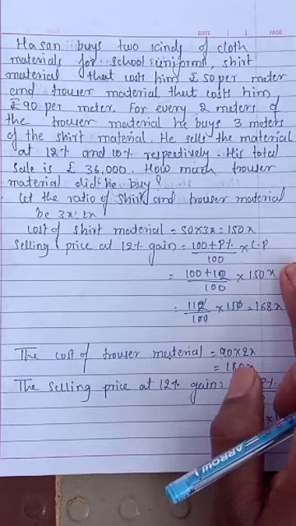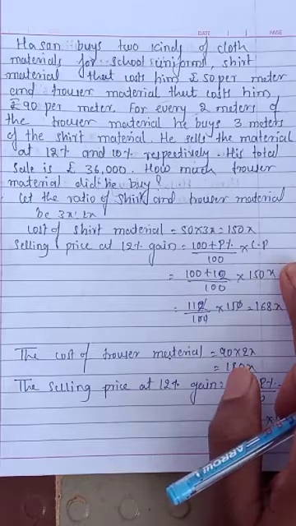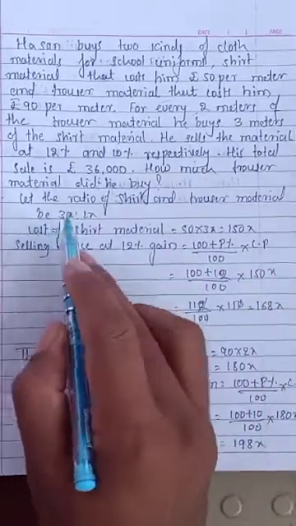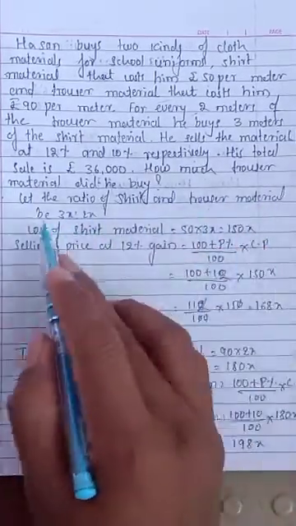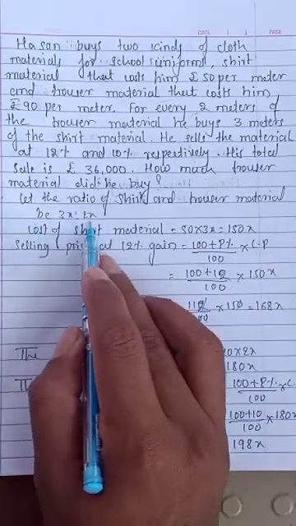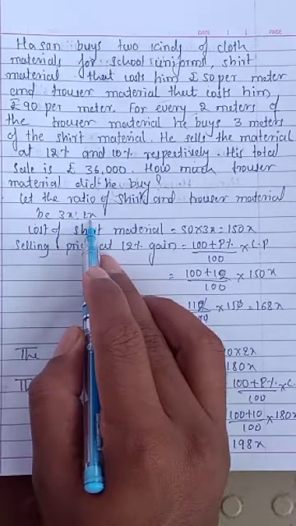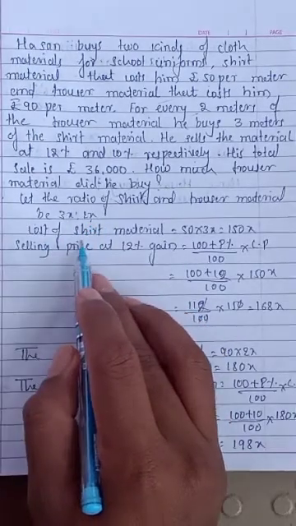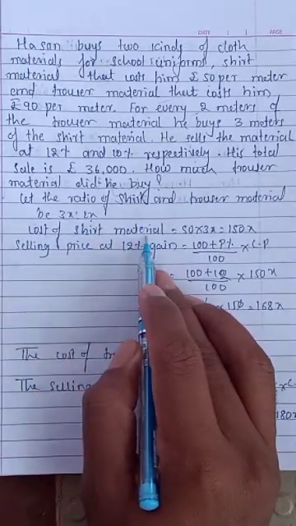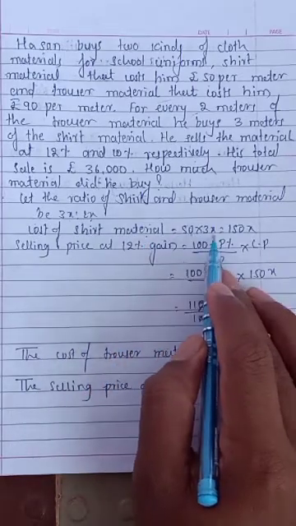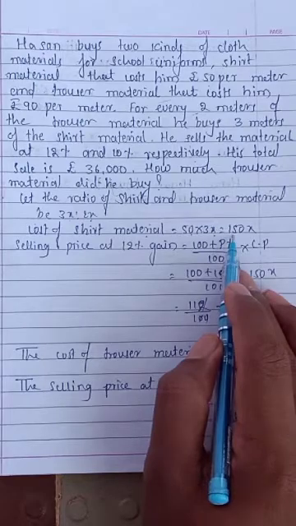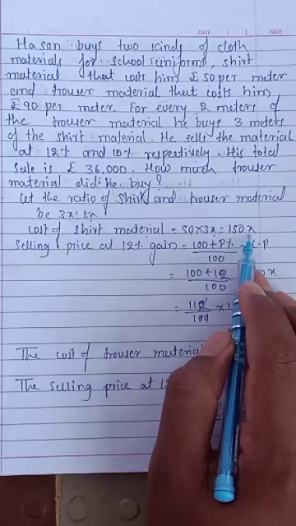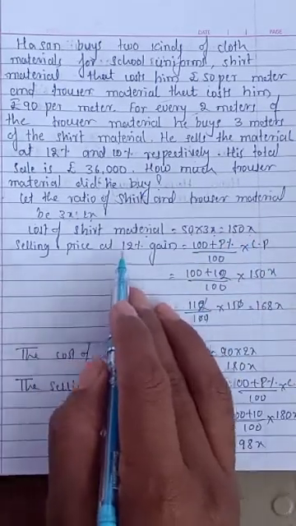So what to do? He buys shirt and trouser material, right? That's why let the ratio of the shirt and trouser material be 3x is to 2x. Means the 3 is to 2 ratio is there. Cost of shirt material is 50 into 3x. We don't know the ratio, that's why 50 threes are 150x. Correct?